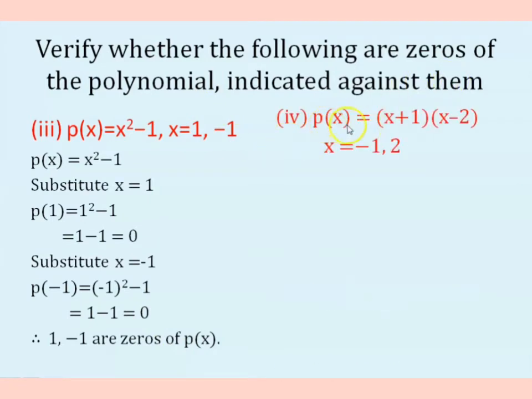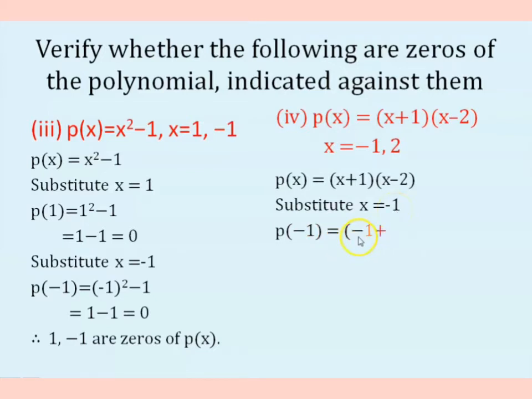Fourth subdivision is p of x equals x plus 1 into x minus 2. x values are minus 1 and 2. So p of x equals x plus 1 into x minus 2. Substitute x is equal to minus 1. P of minus 1 equals minus 1 plus 1 into minus 1 minus 2. So in the places of x, we are substituting minus 1. So minus 1 plus 1 is 0. Minus 1 minus 2 is minus 3. So 0 into minus 3 is 0.